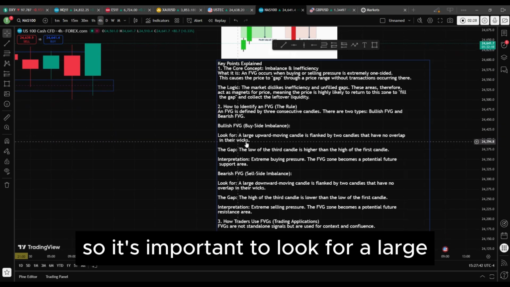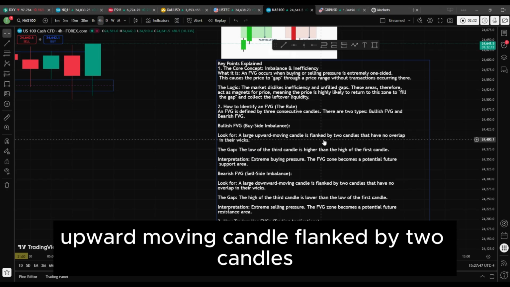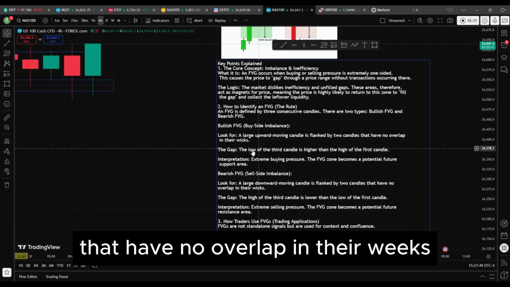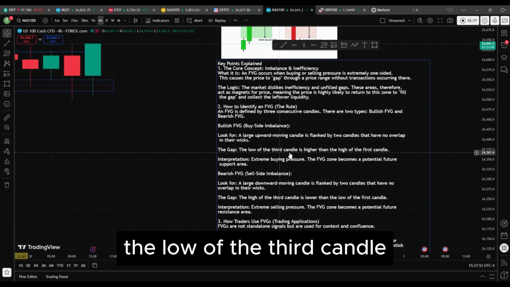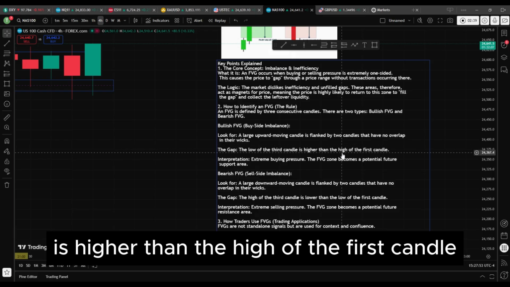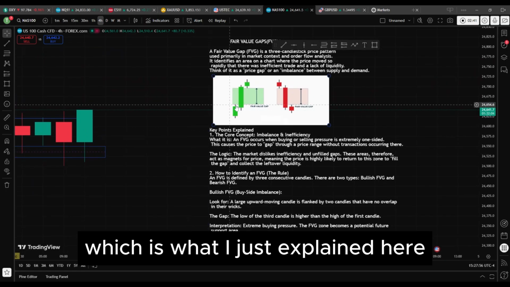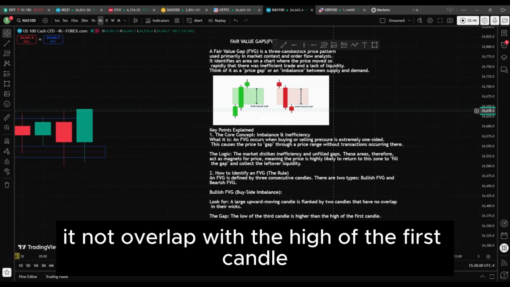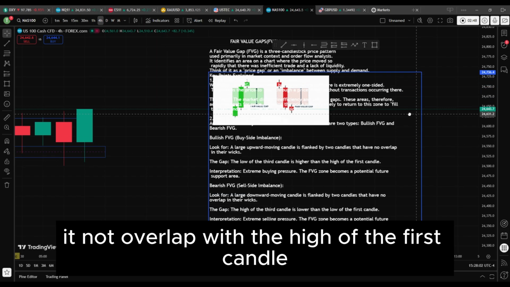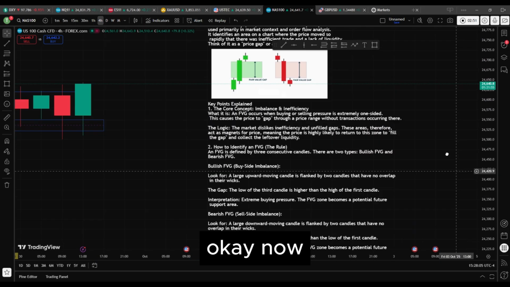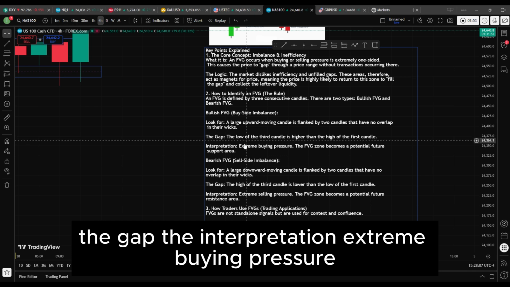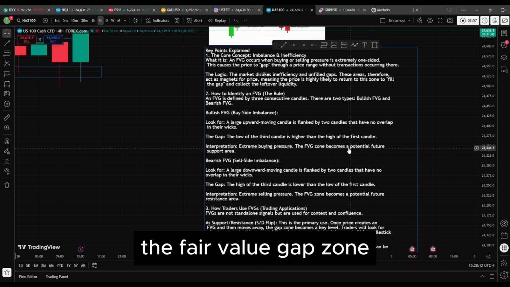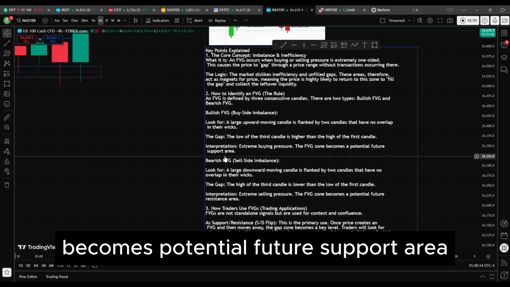So it's important to look for a large upward moving candle flanked by two candles that have no overlap in their wicks. The low of the third candle is higher than the high of the first candle, which is what I just explained here. There's the low of the third candle. It does not overlap with the high of the first candle. Okay. Now, the interpretation: extreme buying pressure, and the fair value gap zone becomes a potential future support area.